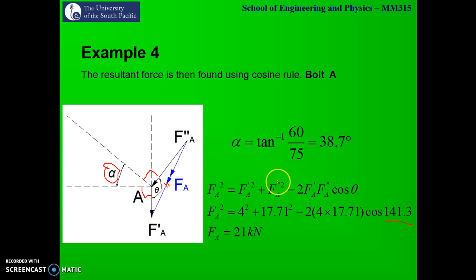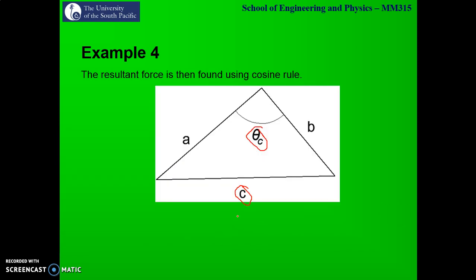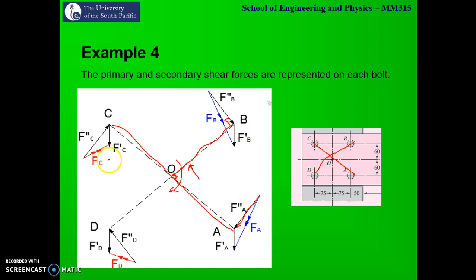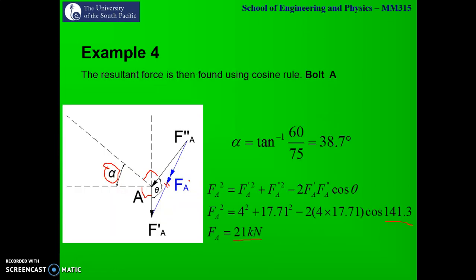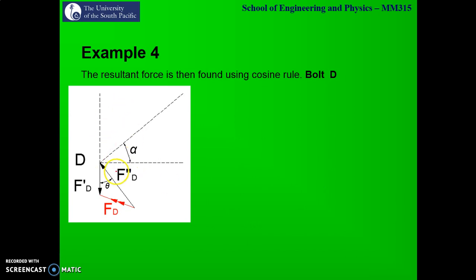So substitute. Primary shear was 4 kilonewton, secondary shear was 17.71 kilonewton. Substitute and you will get your Fa as 21 kilonewton. Fa is the same as Fb, and Fc will be the same as Fd. So that's why I'm not calculating Fb. Now in a similar manner, I have Fd.